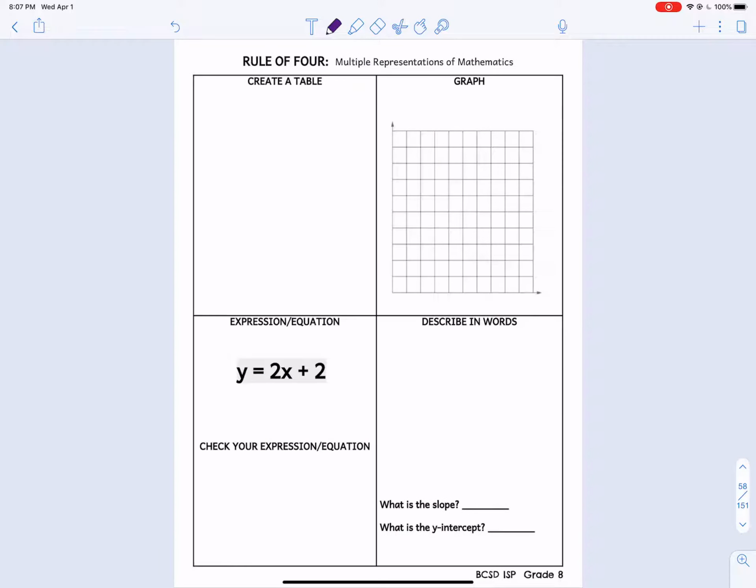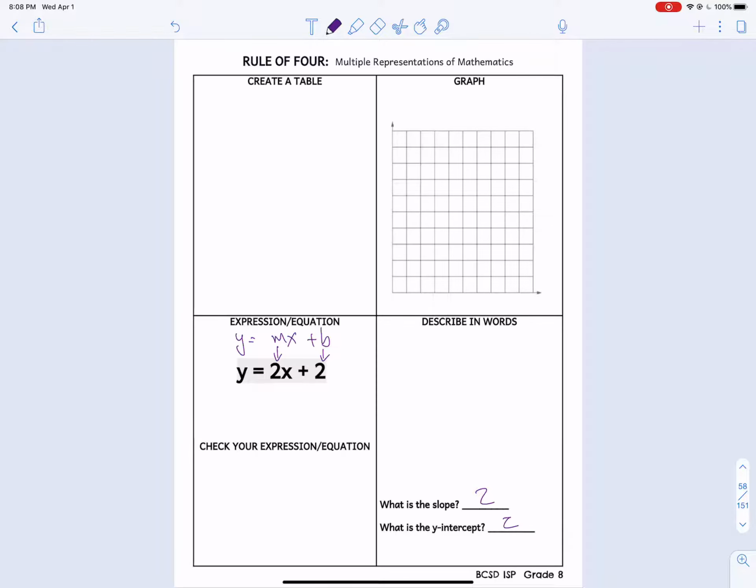All right, moving on. Another rule 4 equation. We're going to identify the slope and the y-intercept. So remember, same as I just wrote on the other page, mx plus b. That's our slope, that's our y-intercept. So slope is 2, y-intercept is also 2.